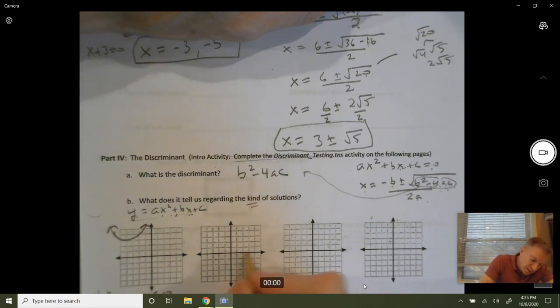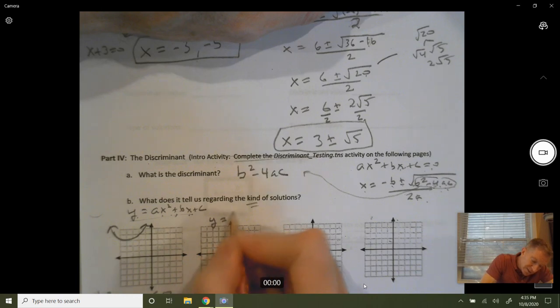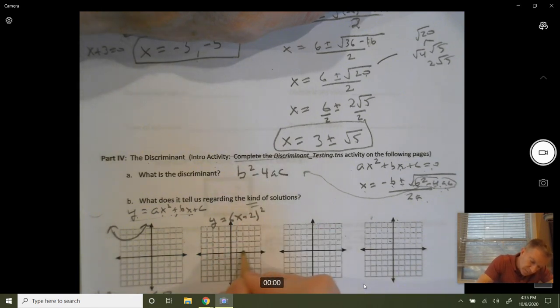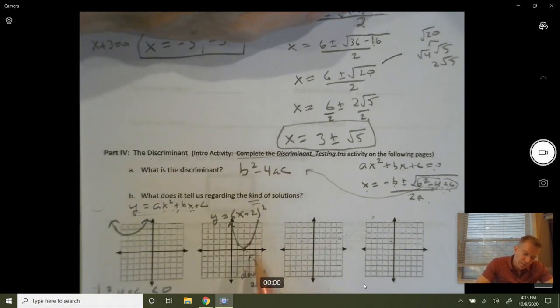You might have something like y equals, let's say, x minus 2 quantities squared. Then you have a parabola where the vertex is actually on your x-axis, so you've only got one real solution. We actually call that a double zero. We'll talk about that later, but it's one real solution that occurs twice, because when you solve this and you factor it, it actually occurs twice.